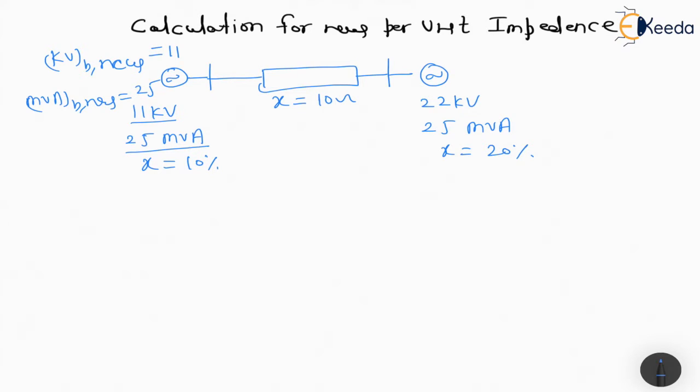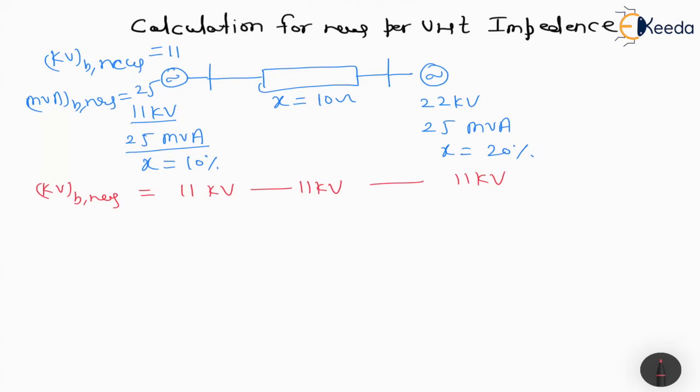First, we are going to write the new base values. KVB new for this generator will be equal to 11 kV, and if there is no transformer here, then directly it will be 11 kV, and here it will also be 11 kV. We will take one voltage and one power base for the whole circuit, so that when we calculate the final result in per unit, it will be easy to find the actual value. So KVB new is equal to 11 kV, 11 kV, 11 kV.